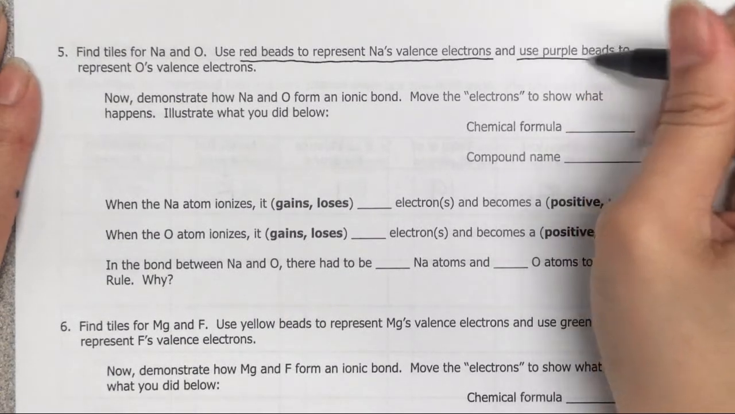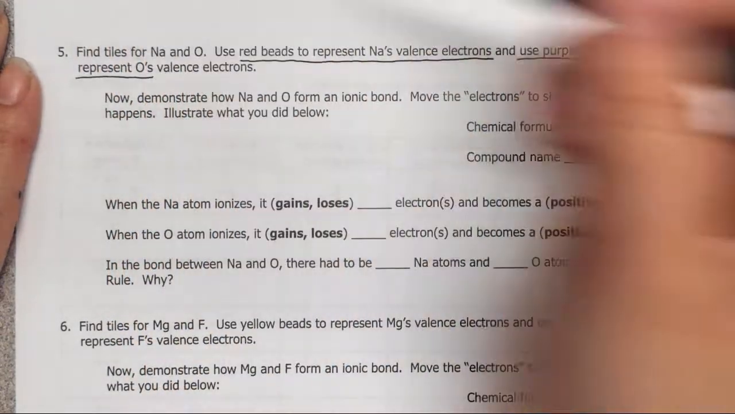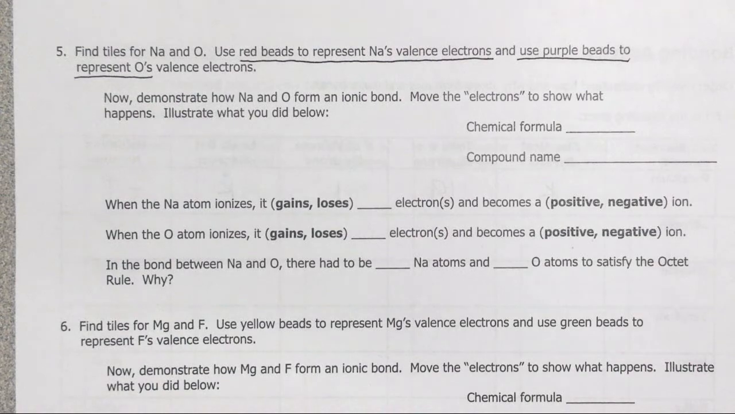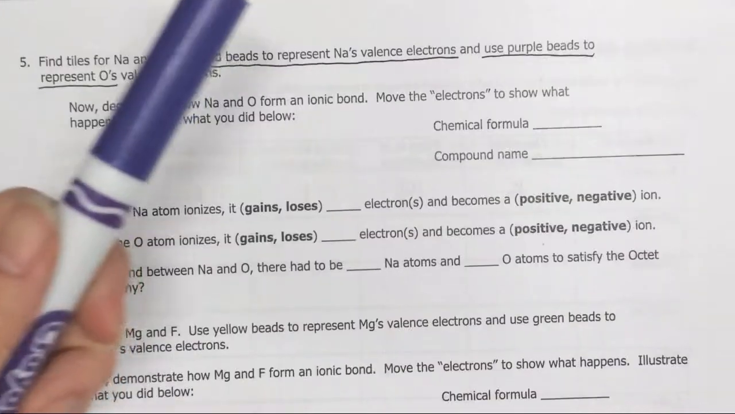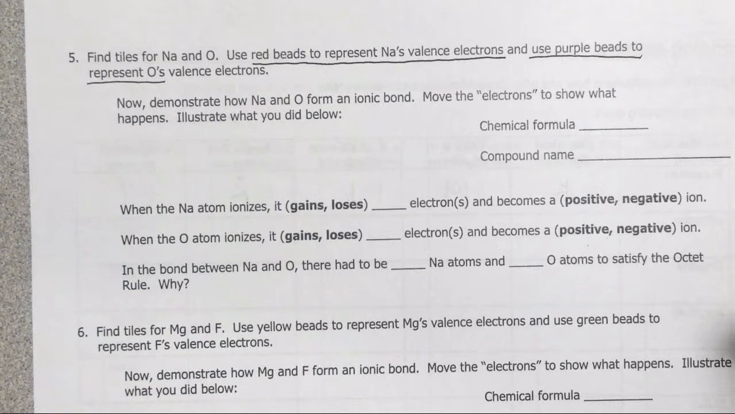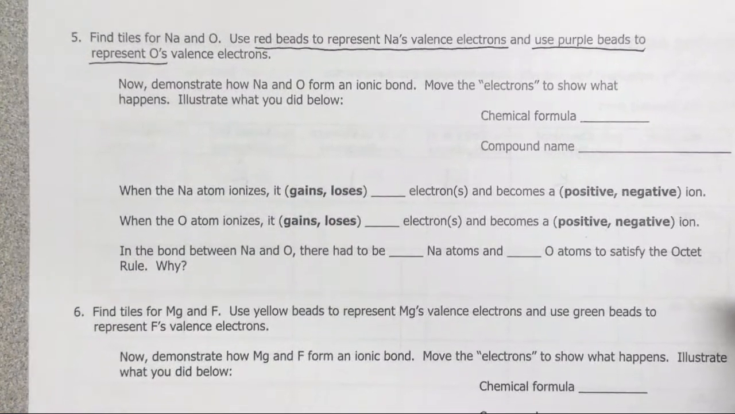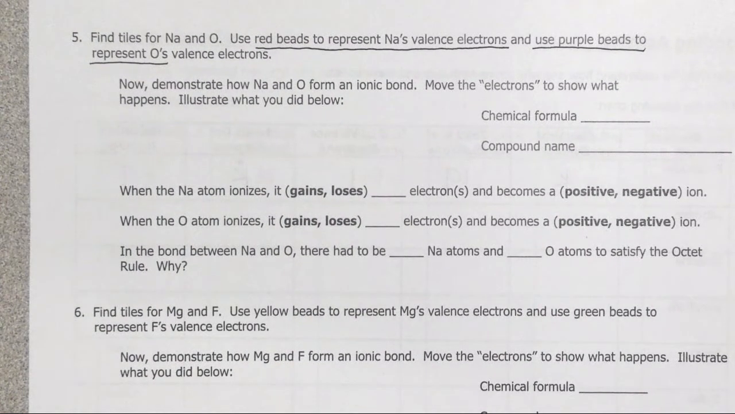And you're going to use purple beads to represent O. In this case, again, I don't have purple beads, so you'll just grab a purple marker. It looks blue on this camera, but you're going to use a purple marker or color pencil or whatever I have up in the front, unless you have your own colors. We're going to use those colors to represent the valence electrons for each of those elements.